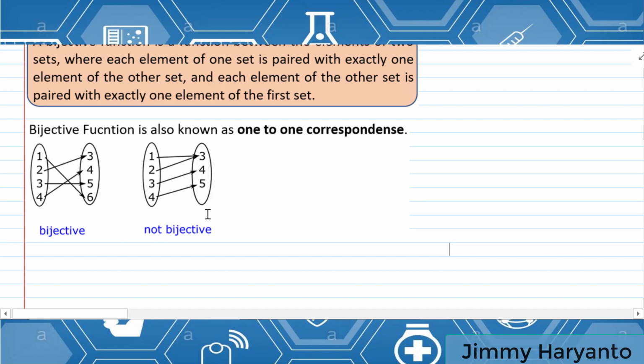For this one, we cannot call it bijective because the 3 pairs up with 1, the 3 pairs up with 2. There are 2 domain pairs up with one codomain. We cannot say it is bijective.